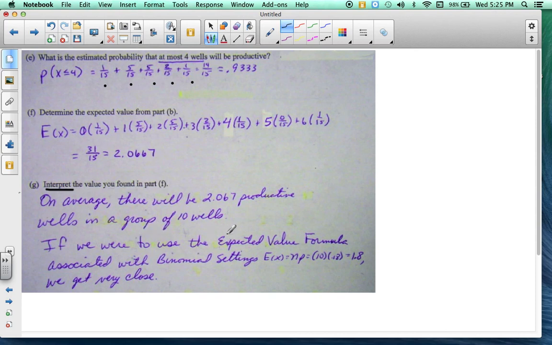If we were to use the expected value formula associated with the binomial setting, that'd be n times p. So 10 times 0.18 is 1.8. So we get very close to what this is. So these two things are very, very close.